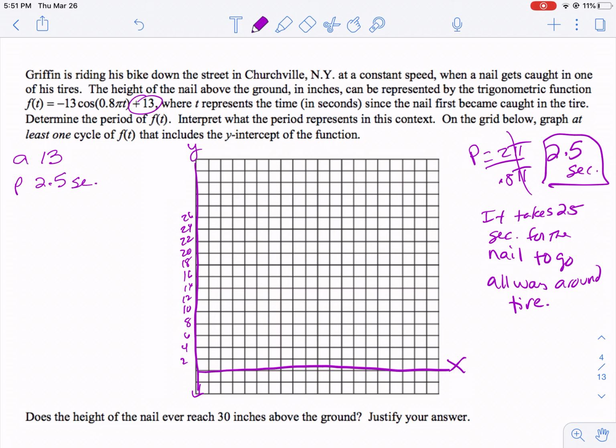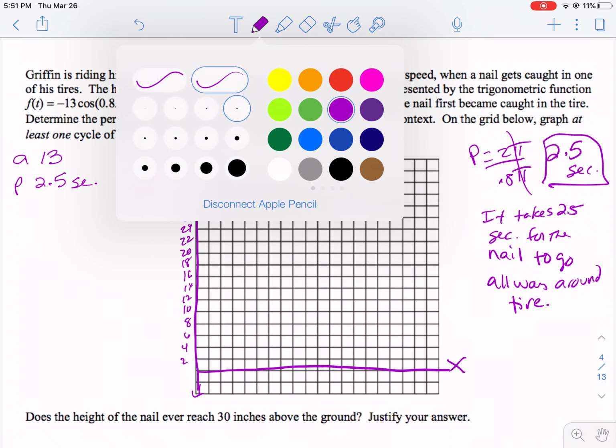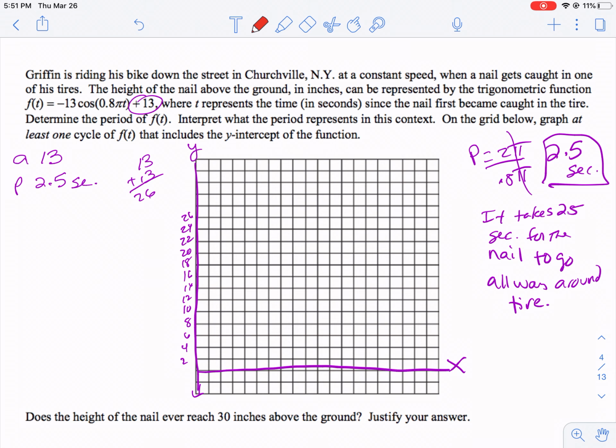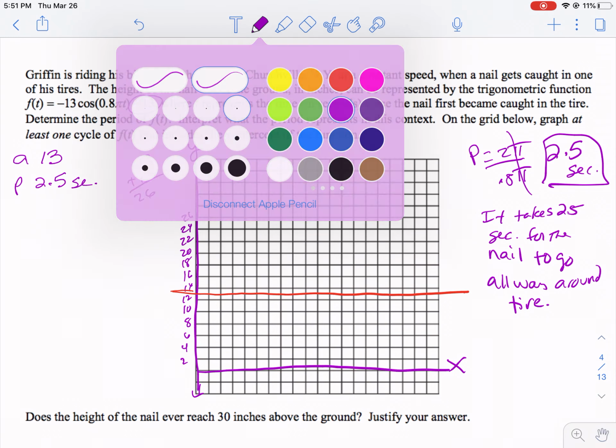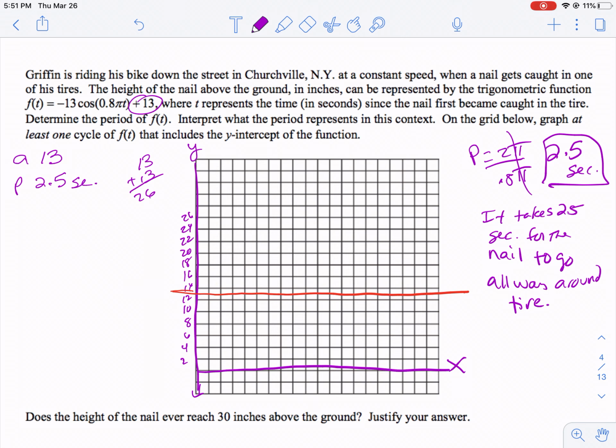Okay, I knew that because my midline is 13 and my amplitude's 13, my highest point is going to be at 26. So I had to make sure I could put that on the graph. Midline is 13, so I'm going to draw my midline right here. Okay. I know I have to graph 4 points. So 1, 2, 3, 4 points will make a full cycle, and that last one is going to be labeled 2.5 because that's my period.